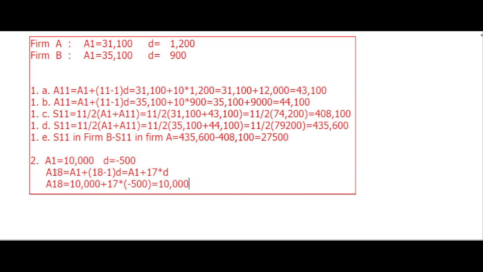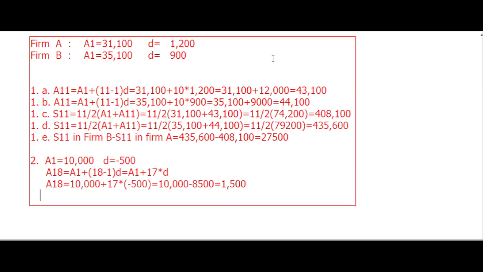10,000 minus 17 times, let's multiply, 17 times 500, minus 8,500, which is equal to, let's subtract again, 10,000 minus 8,500 which is equal to 1,500.